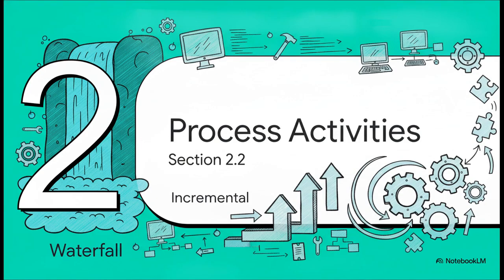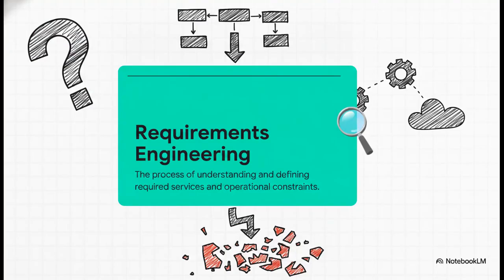All right, let's transition over to Section 2.2, Process Activities. So we just covered our three main blueprints: waterfall, incremental, and integration. But what do developers actually do all day within these models? Well, it all kicks off with requirements engineering. This is the crucial process of understanding and defining what services are actually required from the system and identifying the constraints on how it operates.